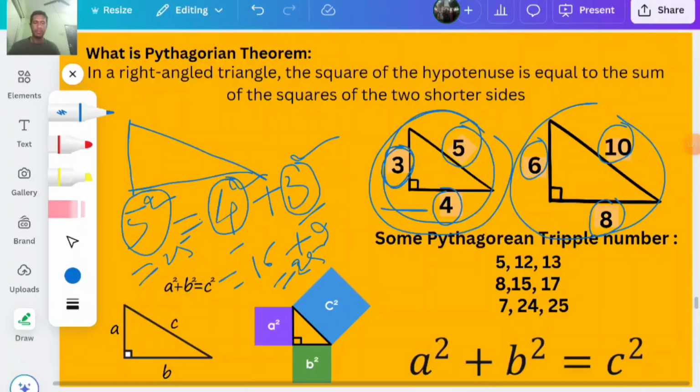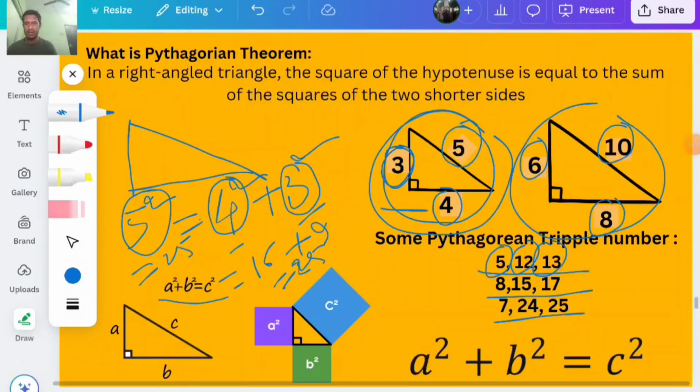Here are some Pythagorean triple numbers. You can see here 5, 12, 13; 8, 15, 17; 7, 24, 25. One will be base, another will be height, and the third number will be hypotenuse. So we can think like this.